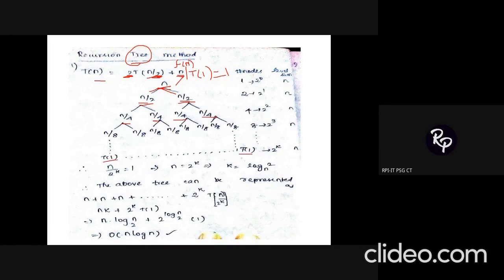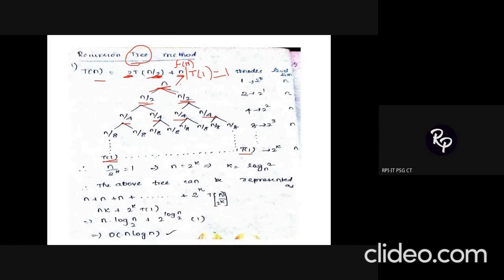So the tree will be expanding both in a level-wise manner as well as in a depth-wise manner. In both directions your tree will be expanding until your condition T(1) = 1 gets satisfied. In other words, your recursive call reaches the end of the recursion, or it reaches your base condition. Till that you need to proceed your iteration.